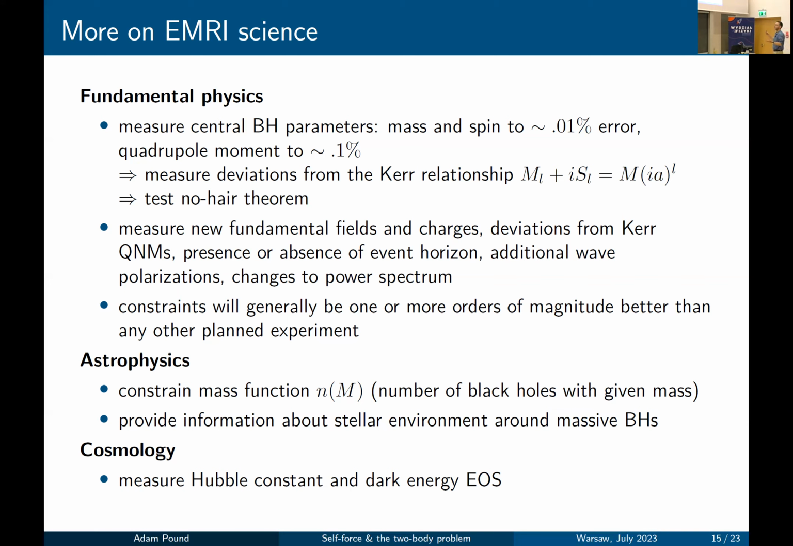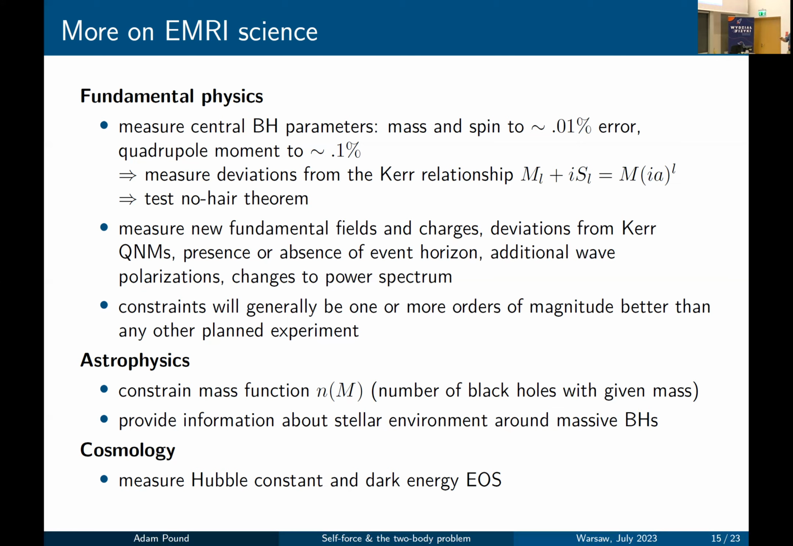We also have astrophysics. So as I said, by measuring these systems, we can get a lot of information about the population of black holes in the universe, their history or their evolution over galactic timescales. So in particular, one of the things you can measure is the mass function, the number of black holes with a given mass in the universe. And again, this is kind of unique information you can get from MRIs.